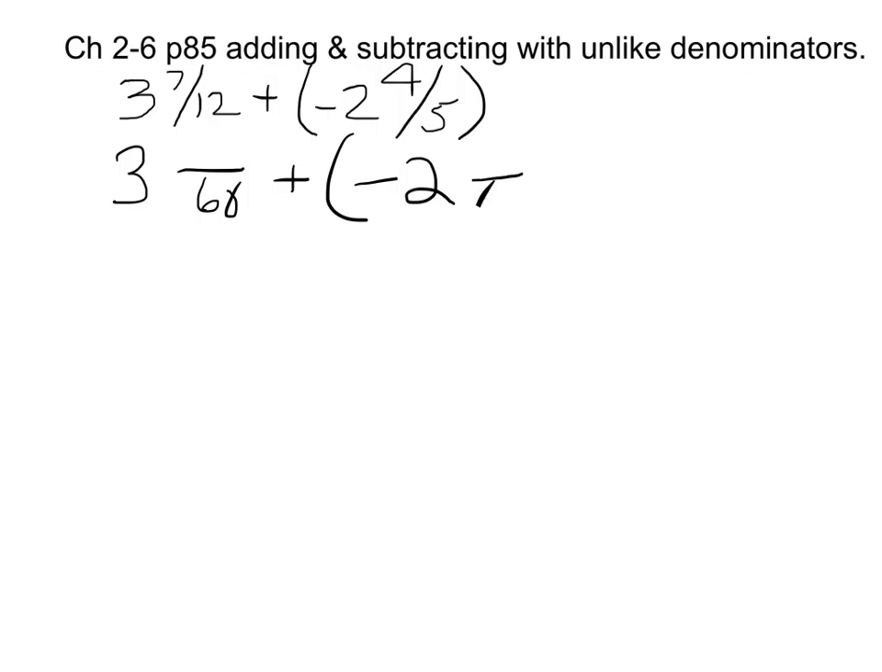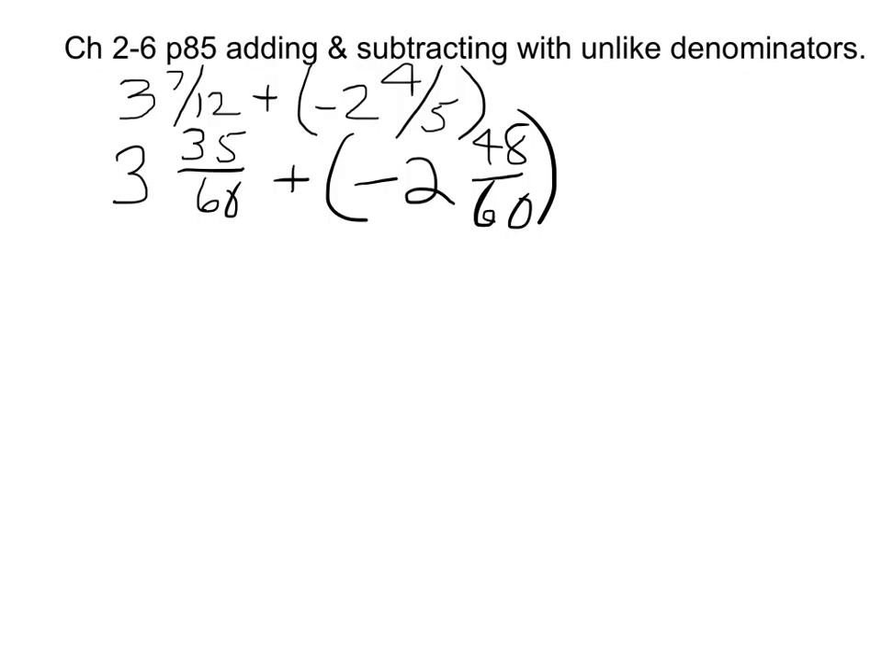Okay, so 12 times 5 gets me 60, so 7 times 5 is 35. And 5 times 12 gets me to 60. 4 times 12 is 48. All right, so now I have 3 and 35/60ths plus a negative 2 and 48/60ths. And since it's a positive and a negative, we're going to just subtract. So we look at our fraction parts, and we'd be subtracting 35 minus 48. Uh-oh, what do we do?